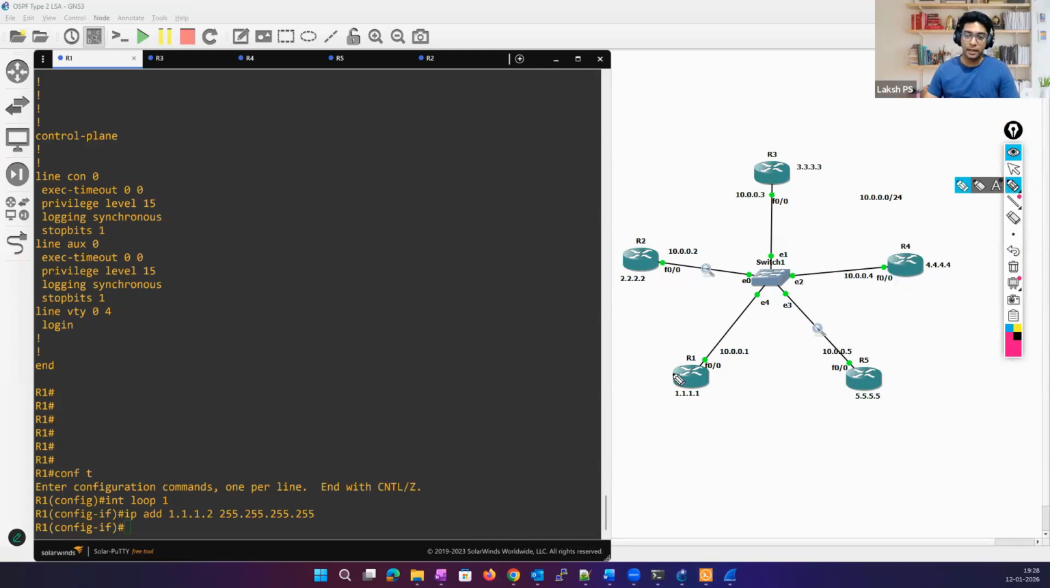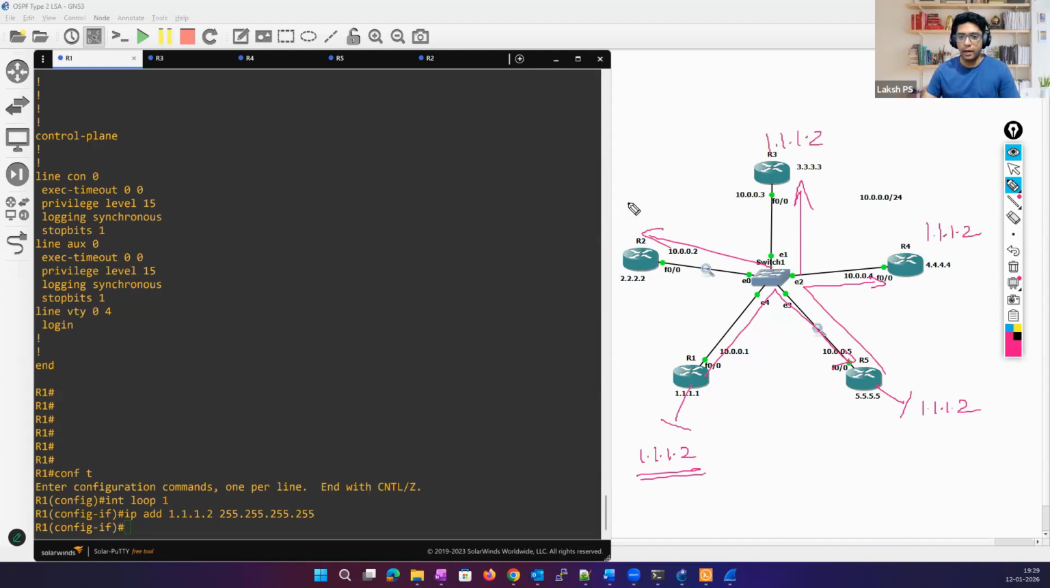So what is happening? R1 said, I have a new link 1.1.1.2, you should know about it. So it sent it to R5. Now on R5's database, it will also add the link of 1.1.1.2. Now R5 will share this update to R4, to R3, and to R2 as well. So on R4's database, it will also have 1.1.1.2, and likewise on all the other routers.